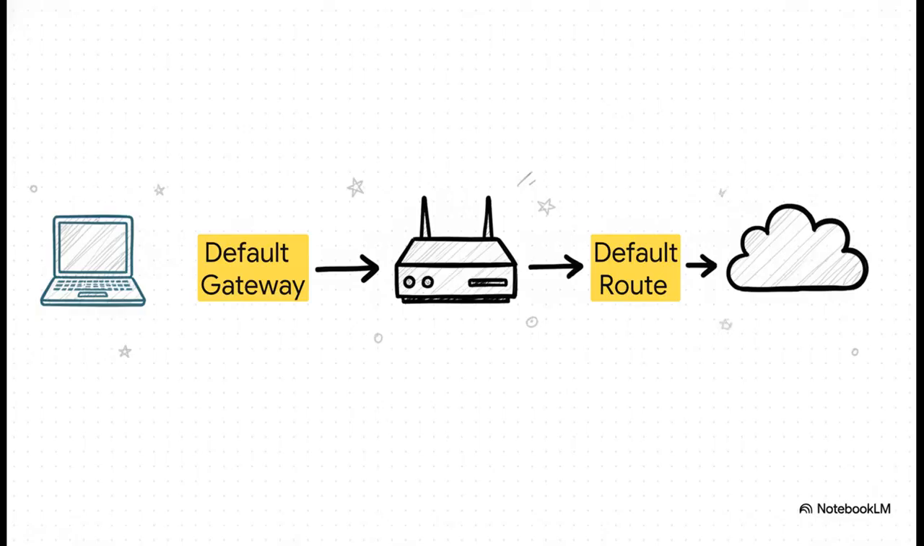Okay, quick but really important clarification here, because this is a classic point of confusion. You've probably poked around your computer's network settings and seen the term default gateway. Well, that's just the IP address of your router. It tells your PC where to send any traffic that isn't for your local network. Now, the router itself then uses its default route to send that same traffic out to the big wide internet. So same purpose, just different devices.